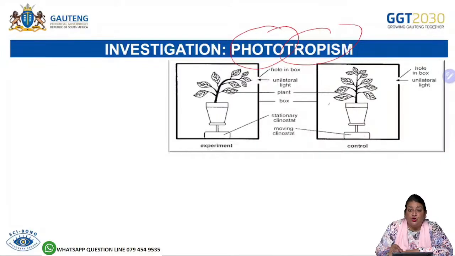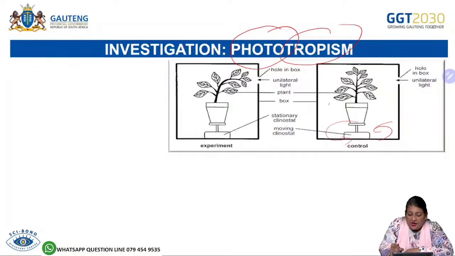And here is the control. So this control now, we are actually causing the plant to rotate. Here, this control has the clinostat that is actually rotating. So you're still getting light from one side, but now you're rotating, so all sides of the stem are going to receive light. This stem or shoot is going to get light from all sides.